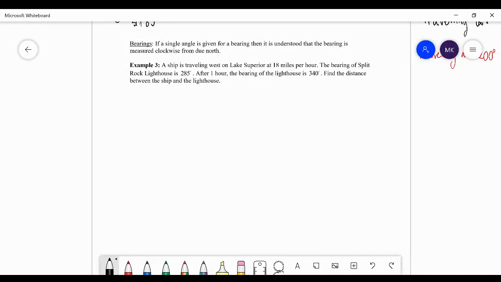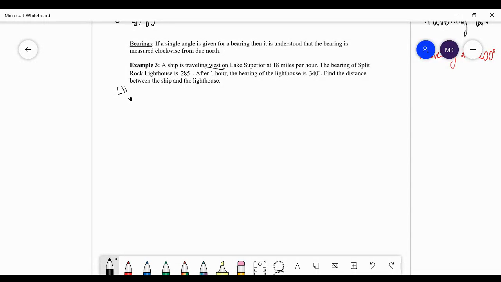Example 3 says that a ship is traveling west on Lake Superior at 18 miles per hour. The bearing of Split Rock Lighthouse is 285 degrees. Then after 1 hour, the bearing of the lighthouse is 340 degrees. It asks us to find the distance between the ship and the lighthouse. Now you may be saying, is that the distance at the beginning or at the end? Anytime we say find the distance between the ship and the lighthouse, we're assuming where the ship currently is, not where it was.